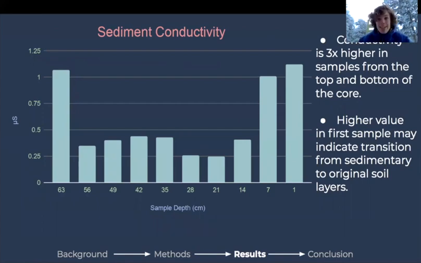The thing that makes this neat is that it shows that we actually reached the pond bottom and we got all of the sediment. Because when you reach the bottom of the sediment, that's going to raise the conductivity because clay is more conductive than just the regular sediment. But then you're able to see the rest of the sediment conductivity stays relatively low until we get to the 7 centimeter and 1 centimeter mark. We see an increase that was about 3 times higher than all the previous samples.